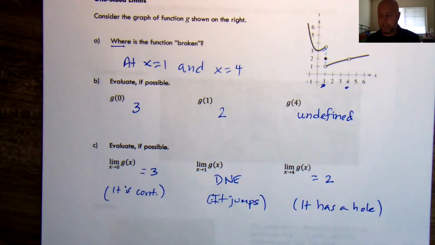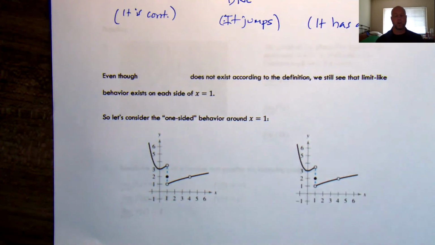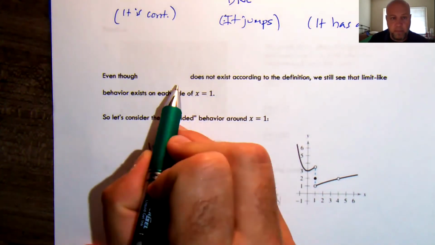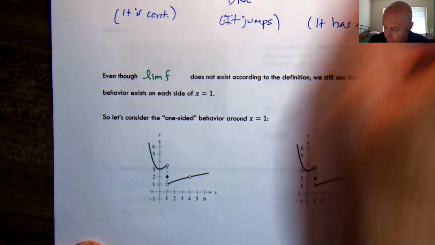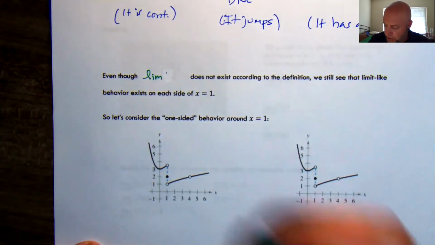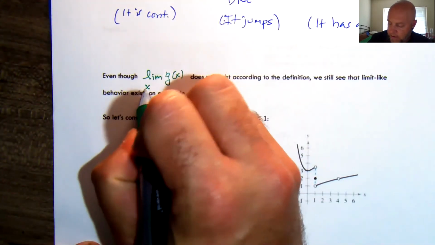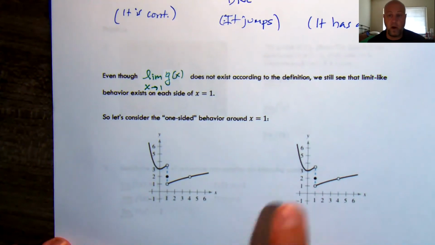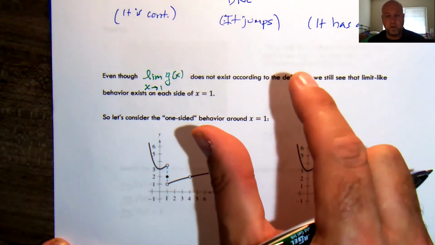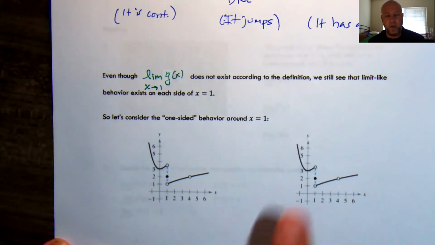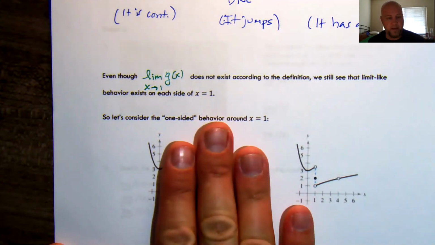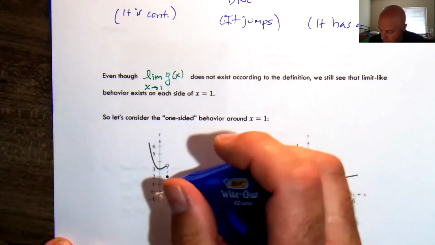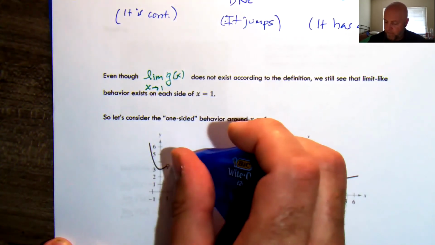So let's get into a little bit more detail about the one-sided nature of this graph, especially when x equals 1. So let's say up here, I left a little blank for us to fill in, even though the limit, oops, I'm calling it f of x, but it's really called g of x, as x approaches 1 does not exist according to the definition. That is to say, the two sides don't approach the same value. We see that limit-like behavior exists on each side. In other words, if we didn't have this half of the picture, in fact, I'm going to be so bold as to just erase this half of the picture.